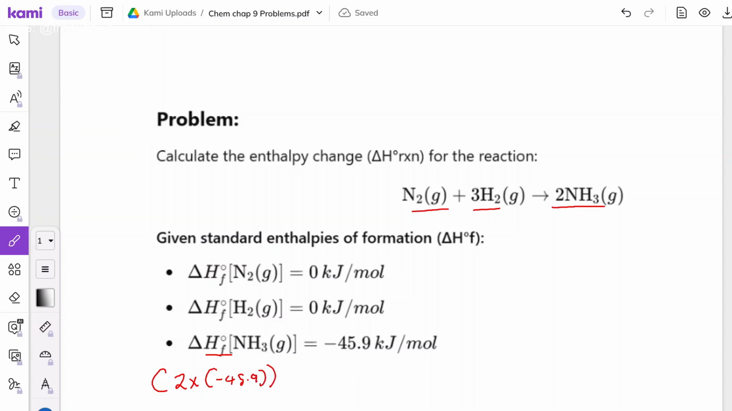-45.9. Remember, it's 2 moles times -45.9 kJ/mol, and the moles cancel out. And the final answer is supposed to be left with kJ as the final answer. And then minus the reactant side, which are both 0. So that's 0 plus 0, which is just 0.